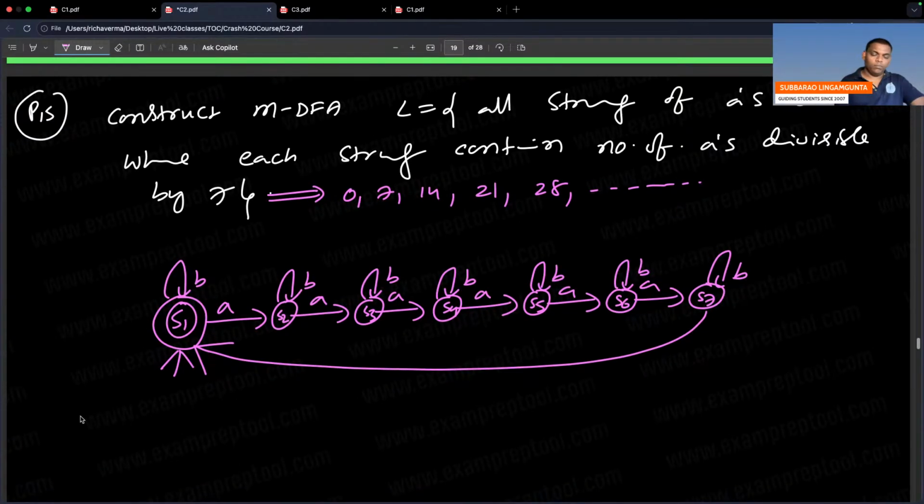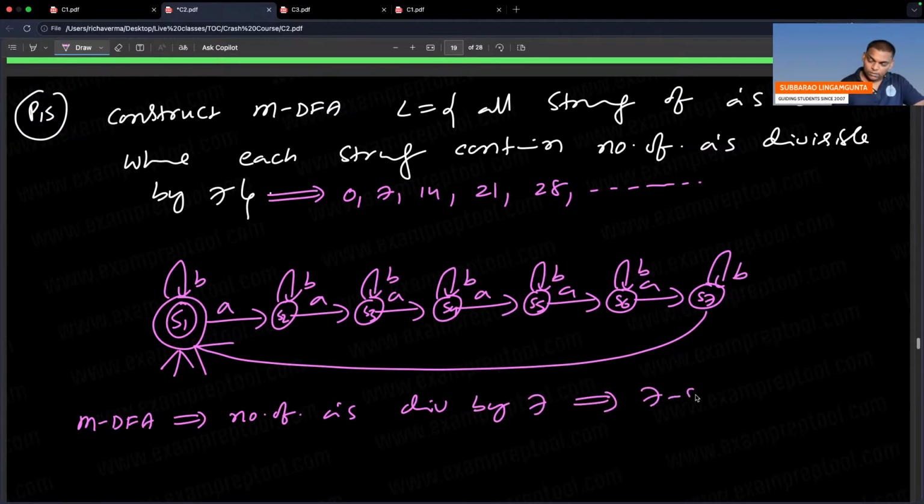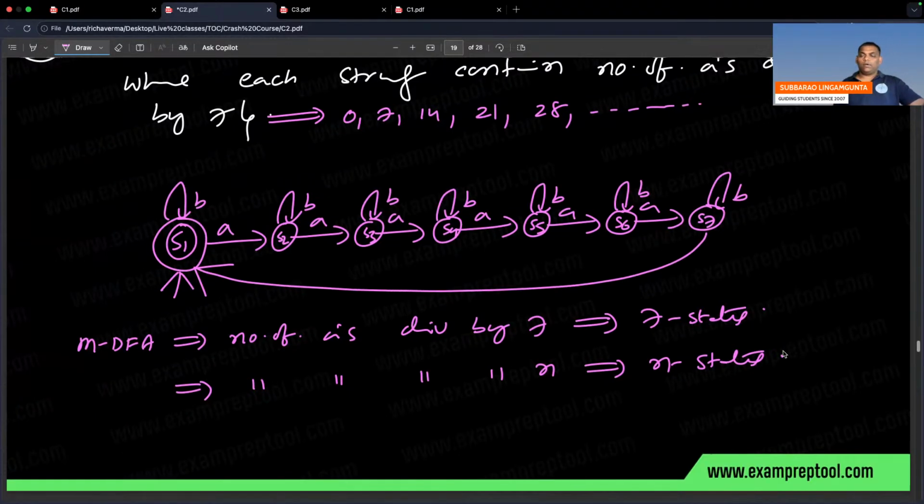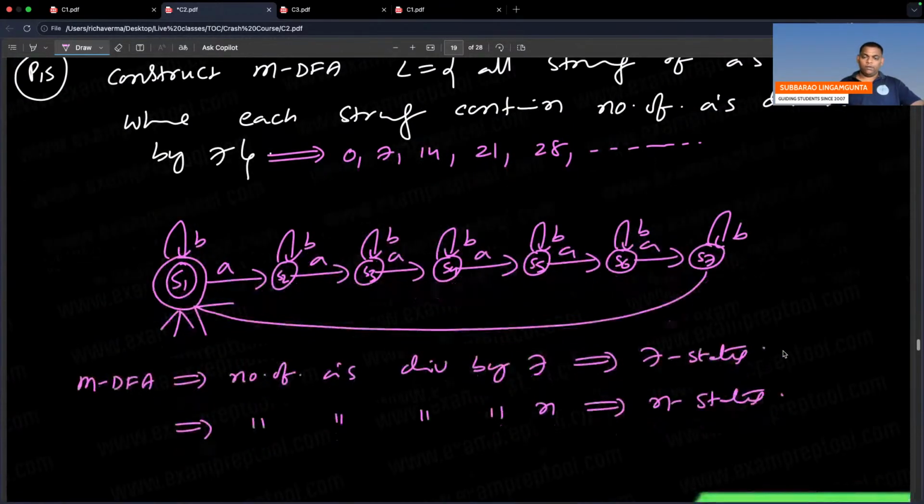So here, see this one. Minimal DFA for the language, number of A's divisible by 7 contains 7 states. Minimal DFA number of A's divisible by n contain n states. Right? Perfect.